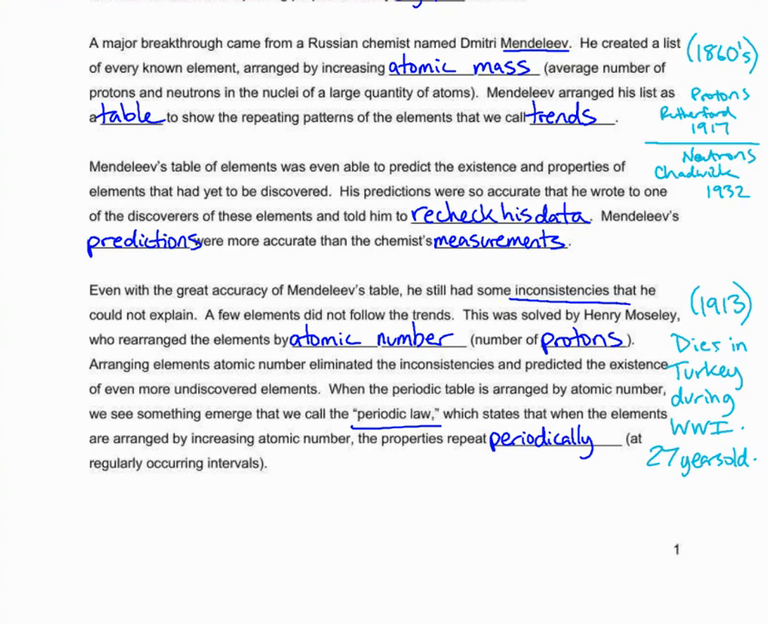So we had Mendeleev in the 1860s arranging by atomic mass. It was good, but it wasn't perfect. Then we have Henry Moseley arranging by atomic number. This one works, periodic law. And then shortly after his work, we find that the protons are the atomic number. A progression of discoveries.